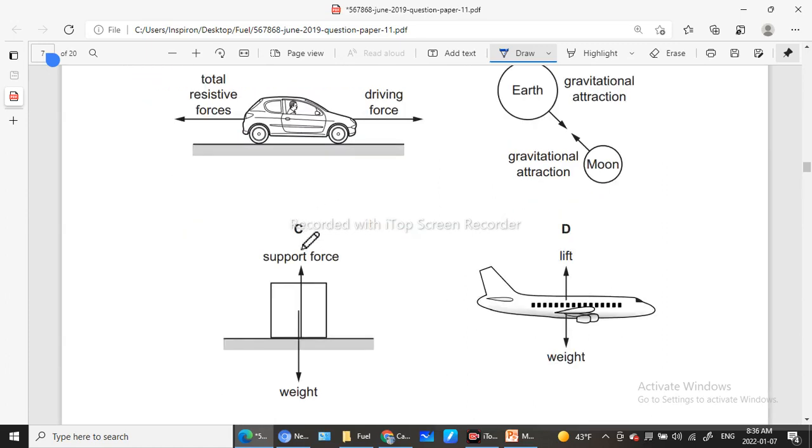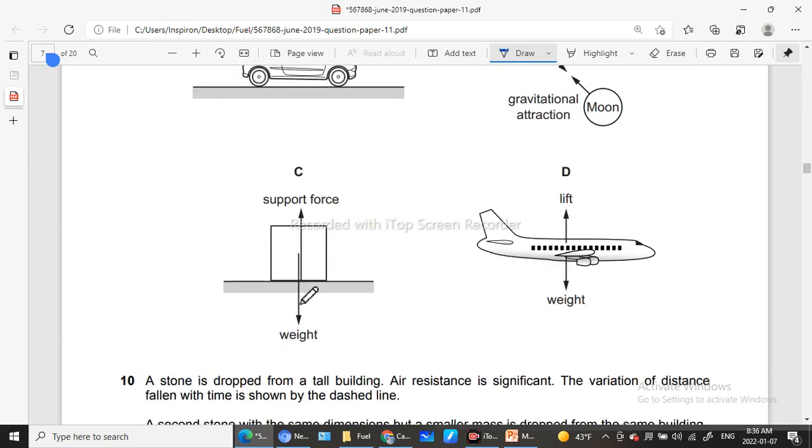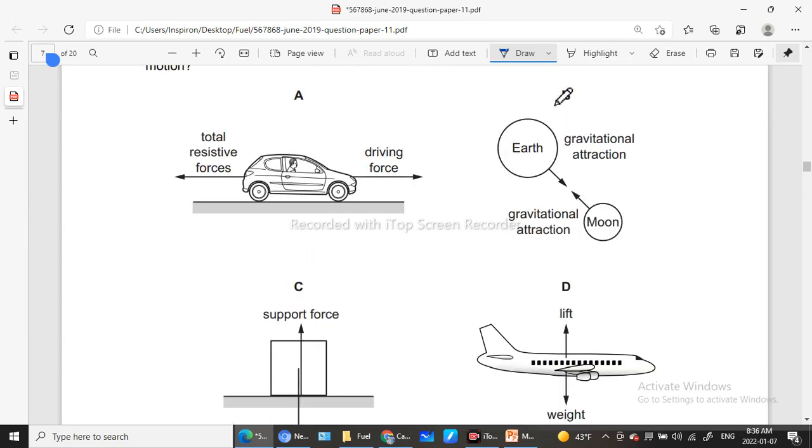Now for C, the supporting force is a contact force, and this weight is a gravitational force. This is disqualified. For D, this is a gravitational force, the weight of the aircraft, and the lift force is a floating force. In B, the two forces are of the same origin, gravitational force, so this is gravitational attraction, and this is a gravitational attraction, so this answer is a qualified answer.